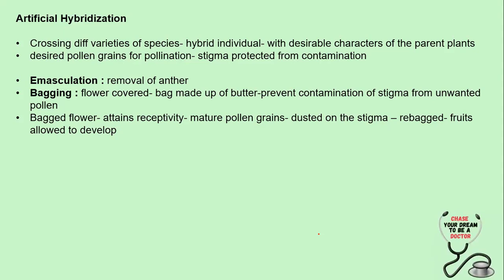I'm going to cover the red flower with a plastic cover or a bag, and that process is called bagging, in order to avoid contamination of unwanted pollen grains on the desired stigma. Next, I'm going to collect the desired pollen grain from the pink flower and dust the same pollen grain onto this red flower, and finally I'm going to surprise you with the final product by the artificial hybridization technique. So what are the methods over here? Emasculation, bagging, and dusting of the desired pollen grains onto the stigma.